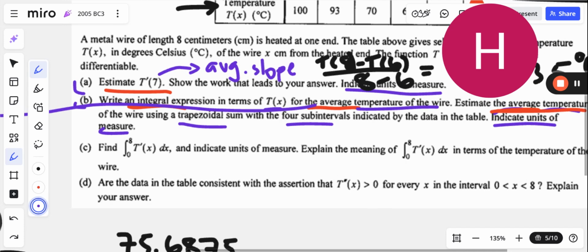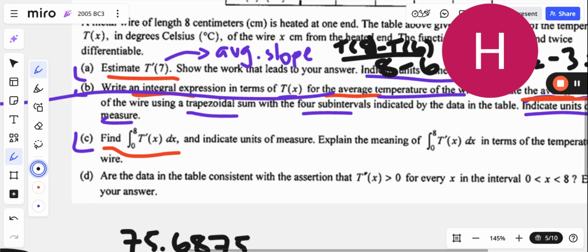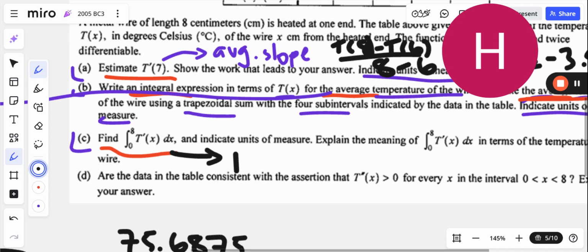Okay, part C. It's actually really easy. Find the integral of T prime and indicate units of measure. What is T prime? T prime is the change in temperature. If we're adding up a bunch of tiny changes in temperature over time, then we get a total change in temperature. That's all this is equal to.